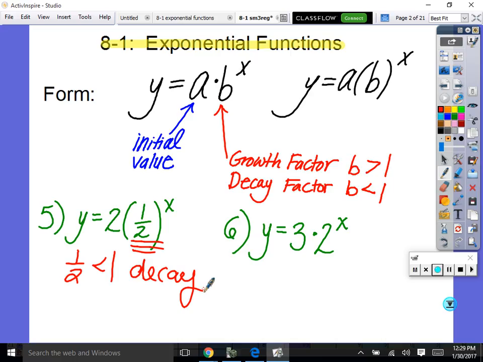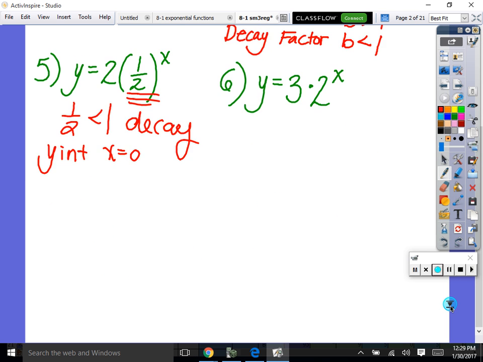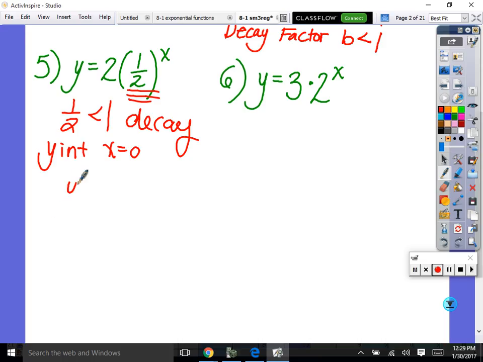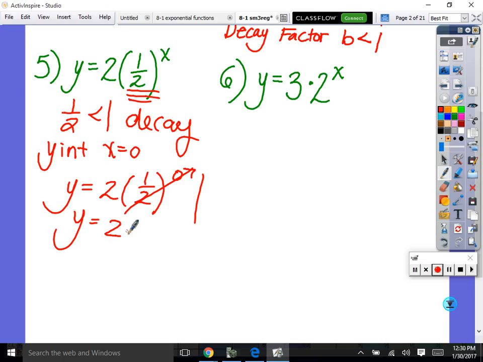And then our y-intercept is always when x equals 0. So our y-intercept, showing our work, is when x equals 0. So let's plug that in and do some algebra. I'm going to scroll up for those of you in the back. So we would have y is equal to 2 times 1/2 to the 0 power. What's any base to the 0 power? 1. I like that you said 1, not 0. So this is 2 times 1. So y equals 2. So our y-intercept, we plugged in 0, got out 2.